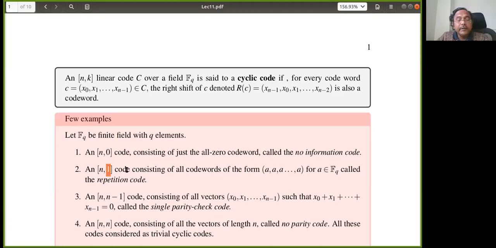An (n,1) code means the dimension is 1. Generally it is a repetition code, AAA. So I'm taking this particular (n,1) code. Now it is easy to see that it is a linear code, you already know. And it is also a cyclic code.